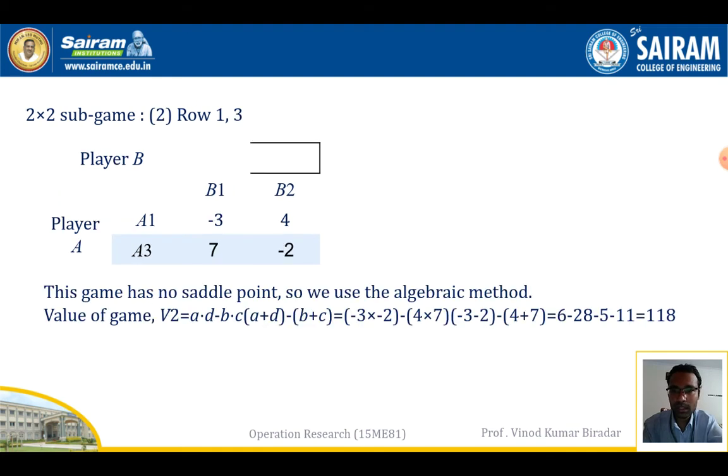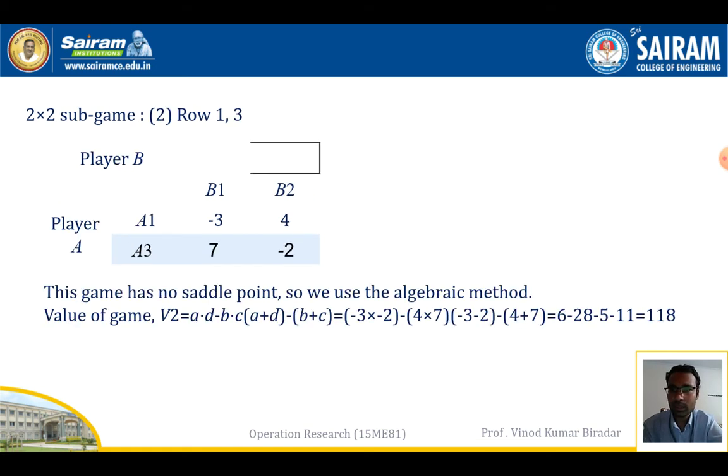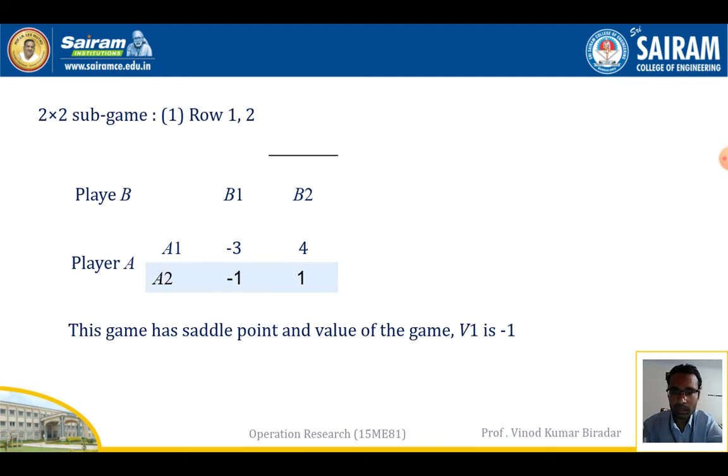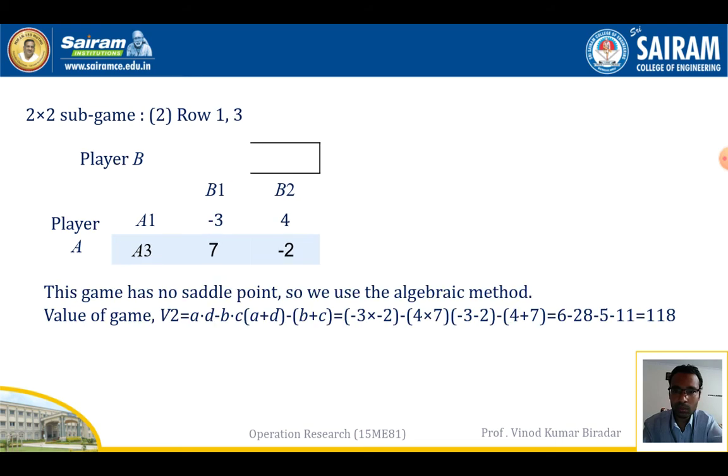Okay, similarly check the sub game again, rows 1 and 3. The procedure is just to go and compare, and you will get the value minus 1. So again here is a 2 by 2 sub game, rows 1 and 3. Again you compare rows 1 and 3 here, so row 1 is minus 3, 7 and row 3 is 4, minus 2. Okay, so again this game has a saddle point and the value of the game is again minus 1 only.